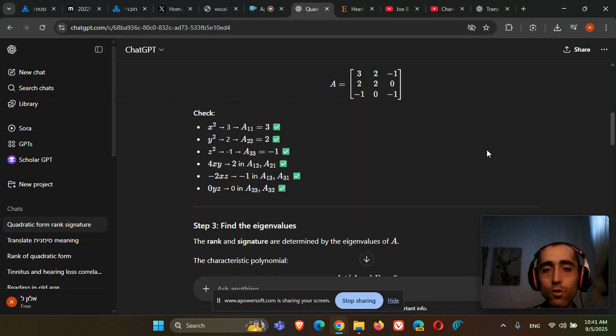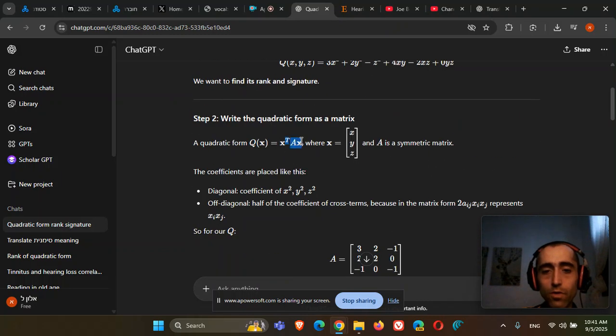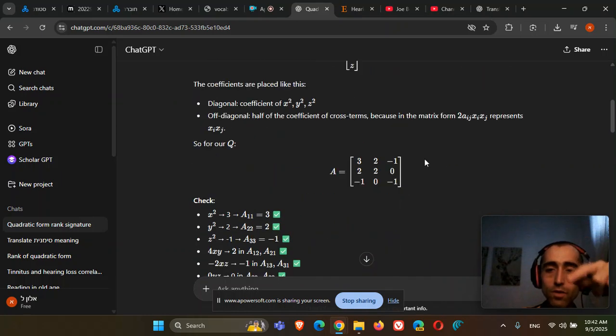So we continue after we represented this quadratic form by the symmetric matrix. We can go on to find the rank and the signature. We'll do it through the eigenvalues of this symmetric matrix. Now remember that a symmetric matrix is always diagonalizable because it's a type of normal matrix. So the algebraic multiplicity of each eigenvalue will be equal to its geometric multiplicity. Keep that in mind.